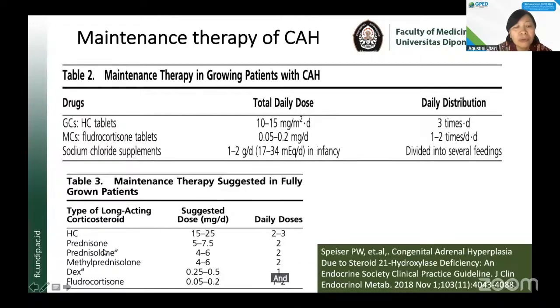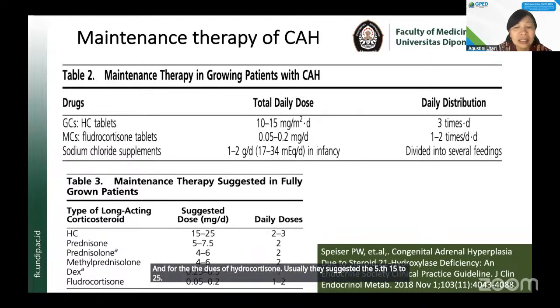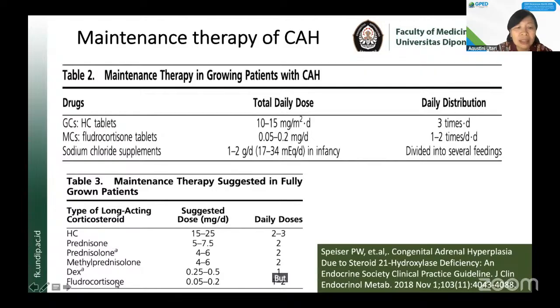And in the fully grown patient, if there is no hydrocortisone, we can use prednisone, methylprednisolone, dexamethasone. And for the dose of hydrocortisone, usually they suggested 15 to 25 in 2 to 3 daily doses. But we can use other, because there is many questions from the participants about when we can switch from hydrocortisone. So the guideline recommends after they stop growing.